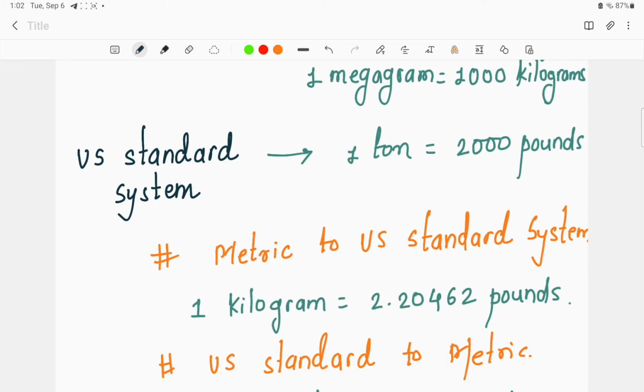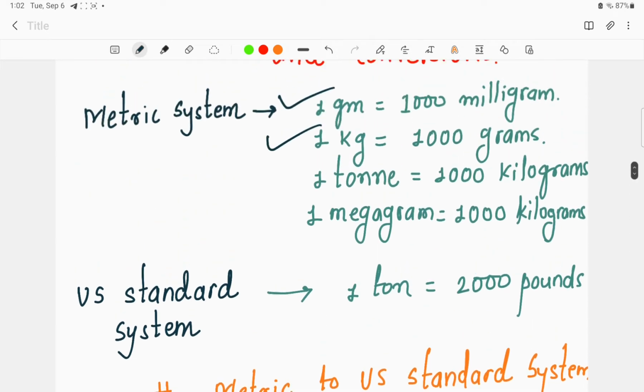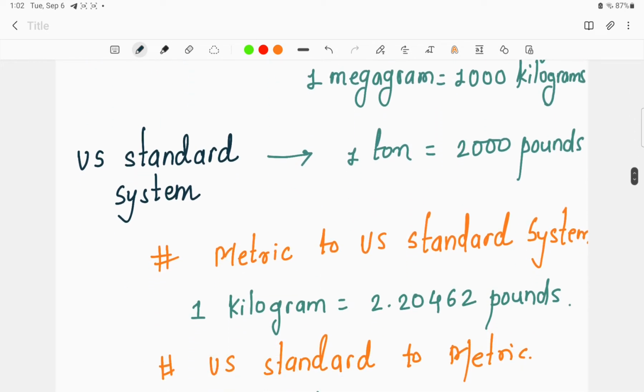Now moving on to the next one, the US standard system. We must understand that if we want to measure weight in the US standard system, we use the unit called ton. That is, 1 ton is equivalent to 2000 pounds. This is also important. In the US standard system, 1 ton is equivalent to 2000 pounds.